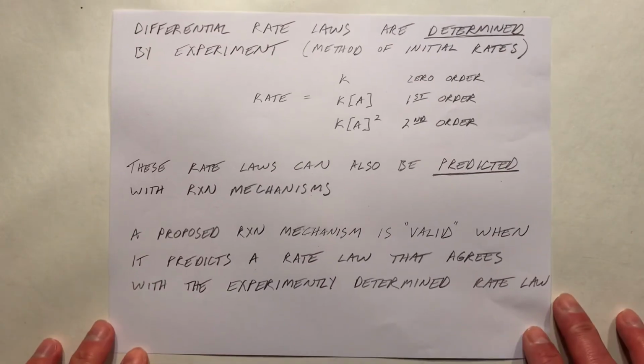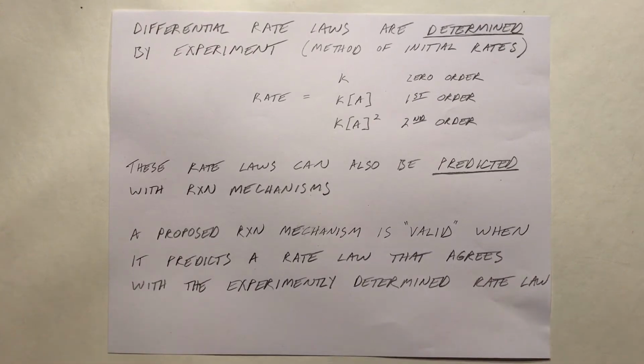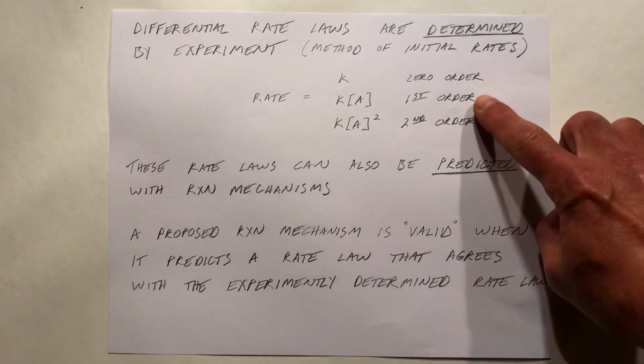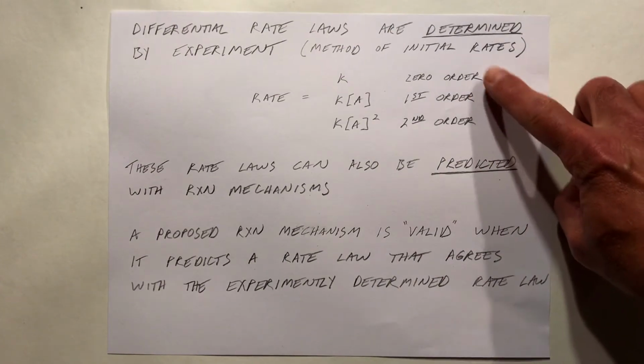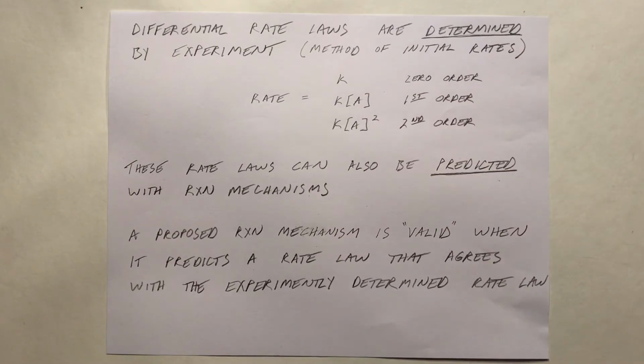Now let's remember that differential rate laws are determined by experiment using the method of initial rates. And these are differential rate laws when we have a single reactant, A, for a zero order, first order, and second order reaction.